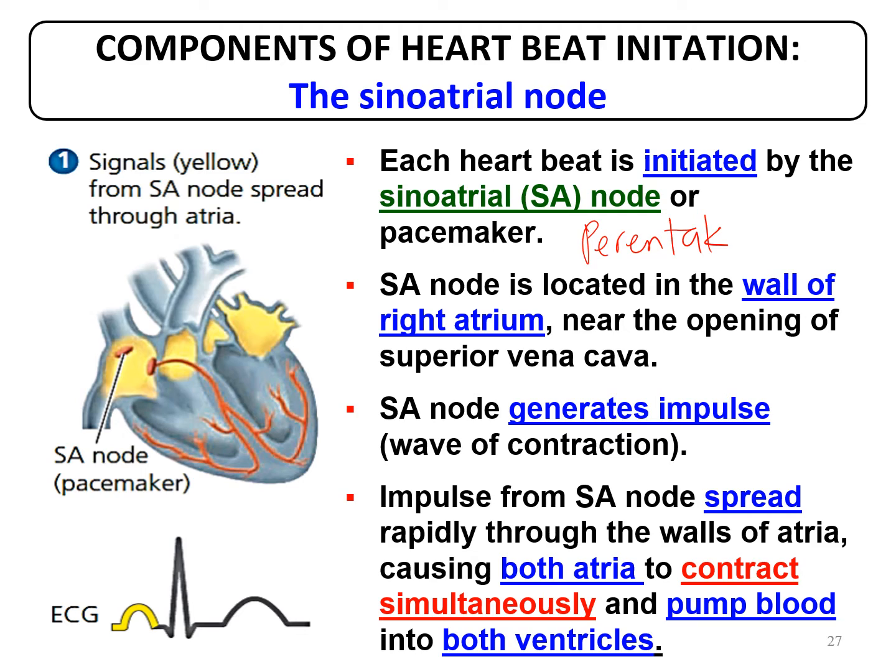The SA node is located in the wall of the right atrium near the opening of the superior vena cava. The SA node generates an impulse, then the impulse is spread throughout the walls of the atria, causing the atria to contract. When the atria contract, they pump blood into the ventricles. The impulse will be recorded by ECG and produce this wave, showing electrical activity.